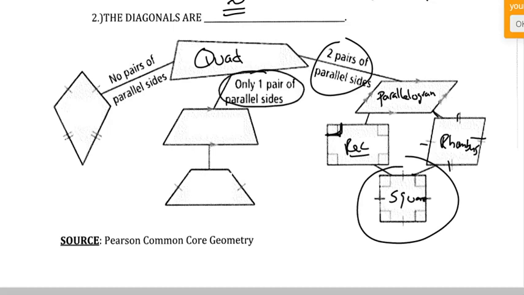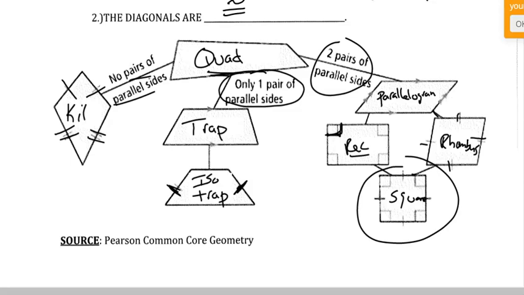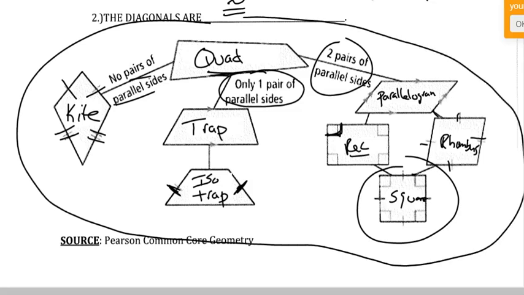Now, if it only has one pair of parallel sides, that is called a trapezoid. Your trapezoid, if it has two sides being congruent, the legs, it's an isosceles trapezoid. And then lastly, what is the quad that has no parallel sides but does have two adjacent pairs of congruent sides? Kite.